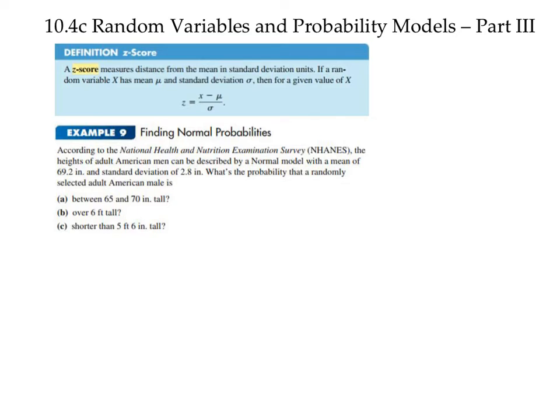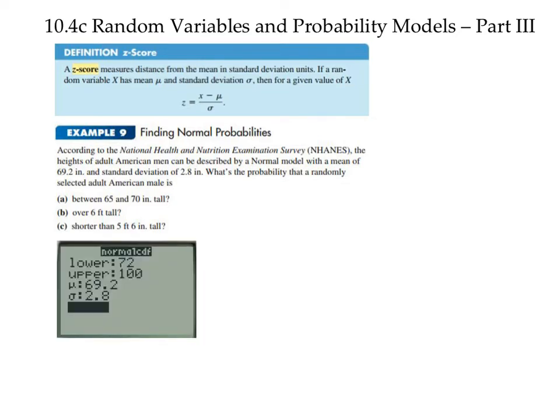So here's what I chose to do. To do above 60 feet tall, which is 72 inches, I just did 72 up to 100 inches. And that is so far above the mean, so many standard deviations, that the probability that I'm losing in the tail is tiny. You could do 1,000 if you want, but it's not necessary.